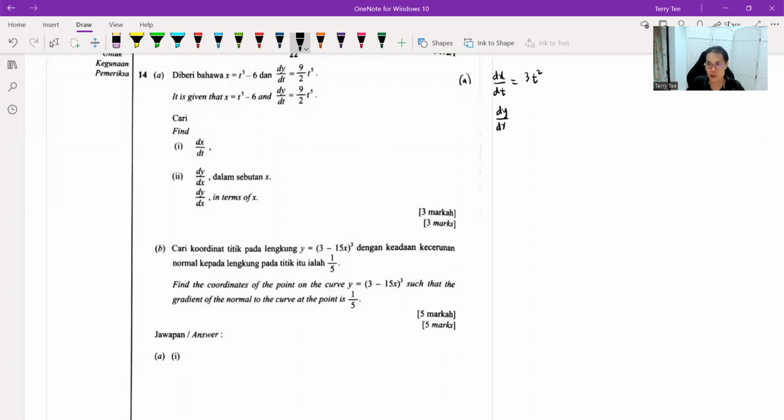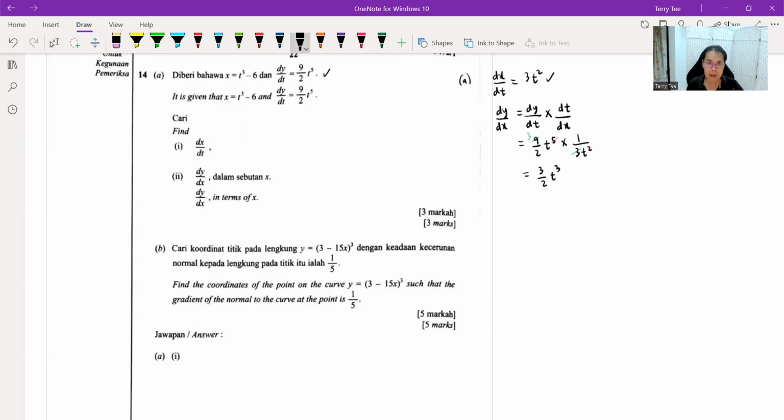Now, we know using the chain rule, dy/dx you can split into 2. This is your dy/dt, this is your dt/dx. My dy/dt, I already have it here, is 9 over 2t to the power 5. dt/dx, I have to take this and invert it, 1 over 3t squared. I can cancel 9 and 3, I get 3. I can cancel t to the power 5 with t to the power 2. I'm left with t to the power 3. So this is 3 over 2t cubed.